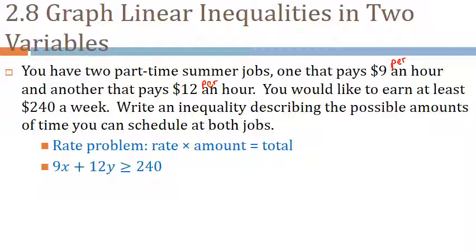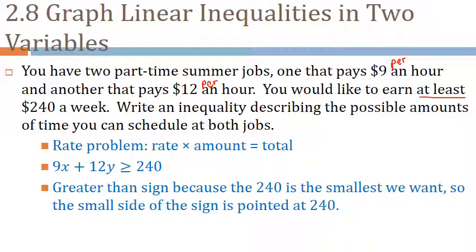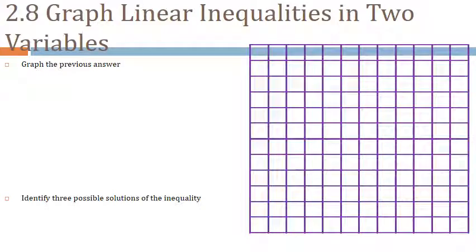But we want more than $240. So at least. At least means that amount or more. So that means the 240 is the smallest we'll allow. That's why the 240 is at the small side of the inequality. And again, the 240 is the smallest we want, so the small side of the inequality points at the 240. So let's graph this. Our previous answer was 9x plus 12y is greater than or equal to 240.